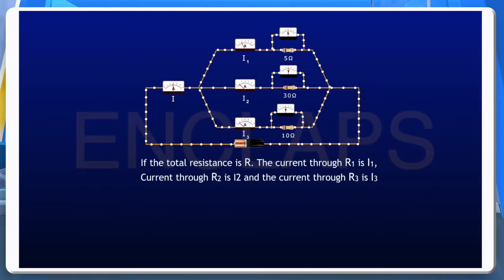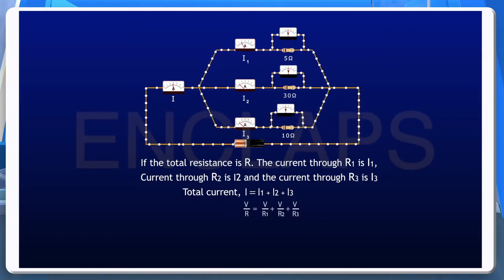In a parallel connection, if the total resistance is R, then the current through the resistor R1 is I1, through the resistor R2 is I2, and the resistor R3 is I3.